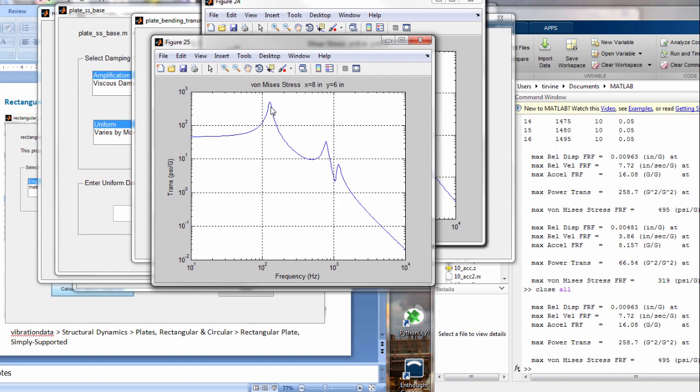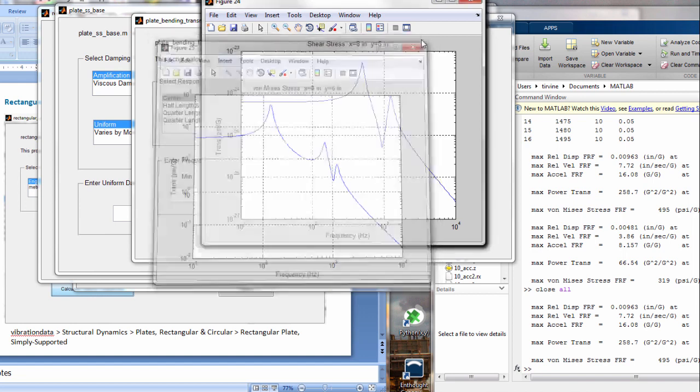And then at the second location, you can see also the effect of this higher mode here. So still, for white noise input, most of the stress is going to be due to the fundamental mode. But if we want to include some higher modes, they will also contribute to the overall stress.